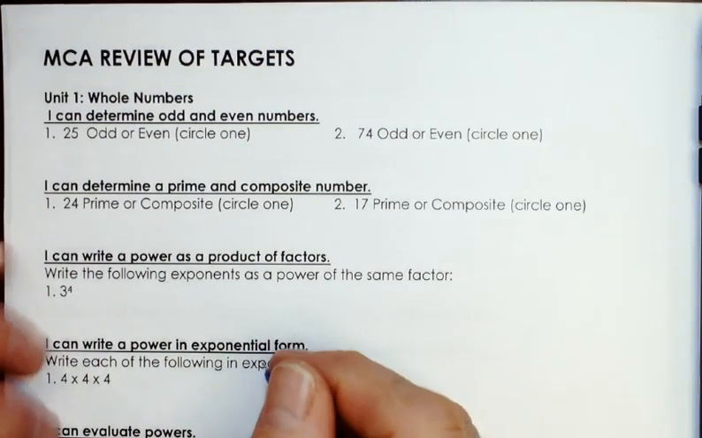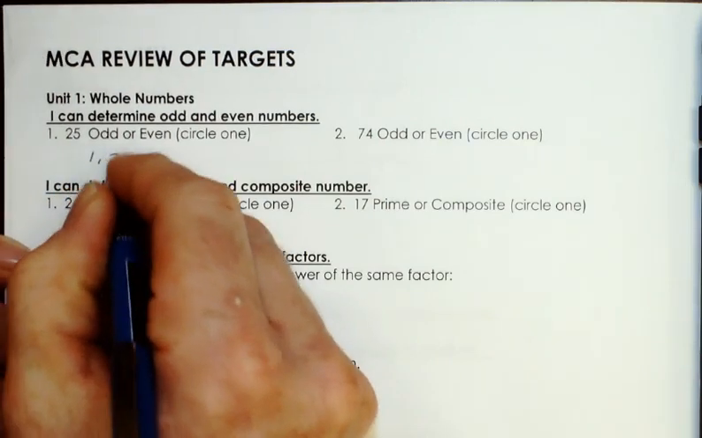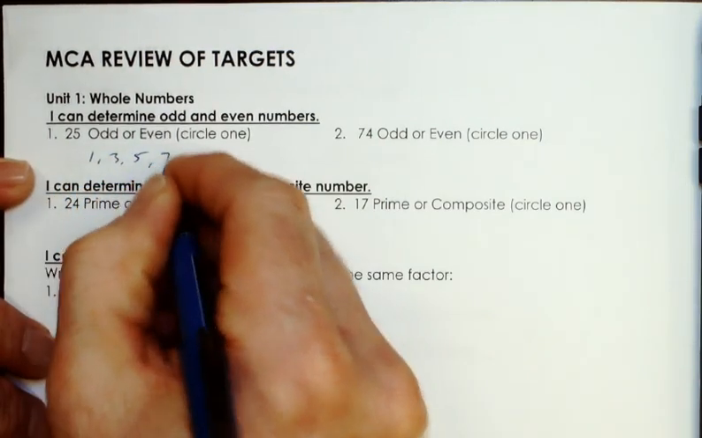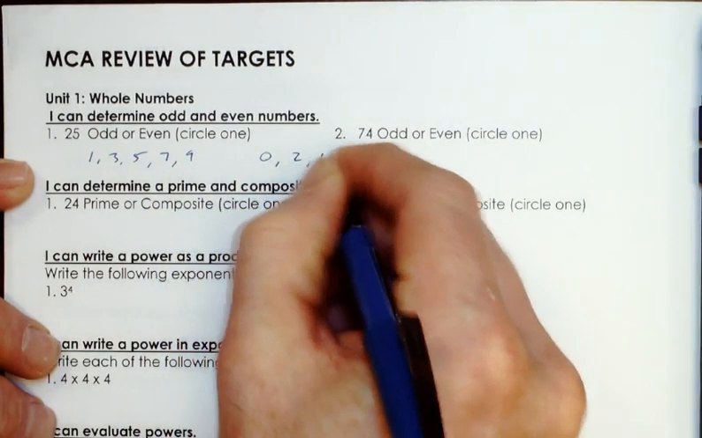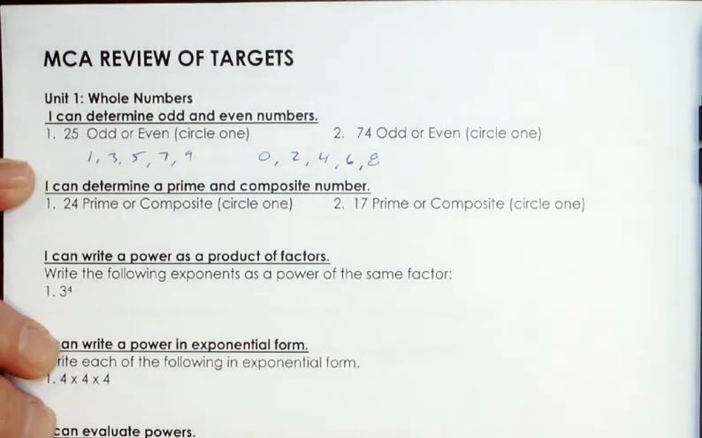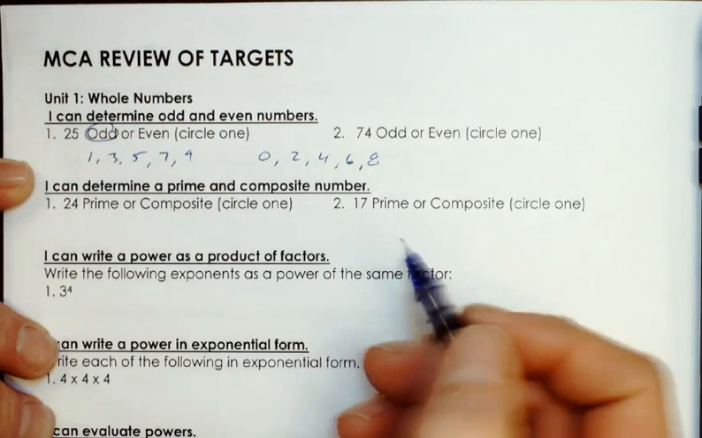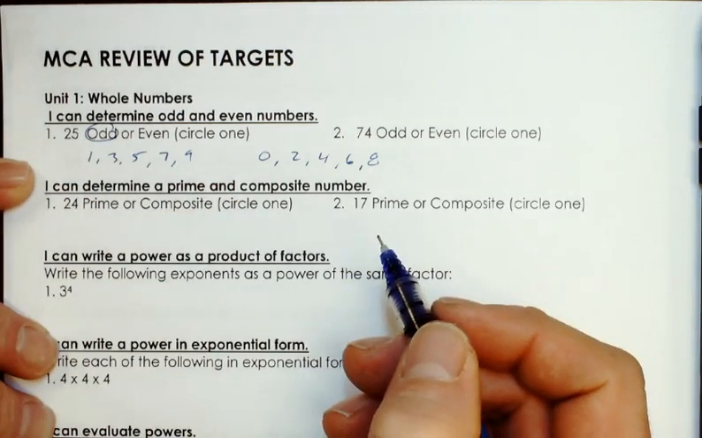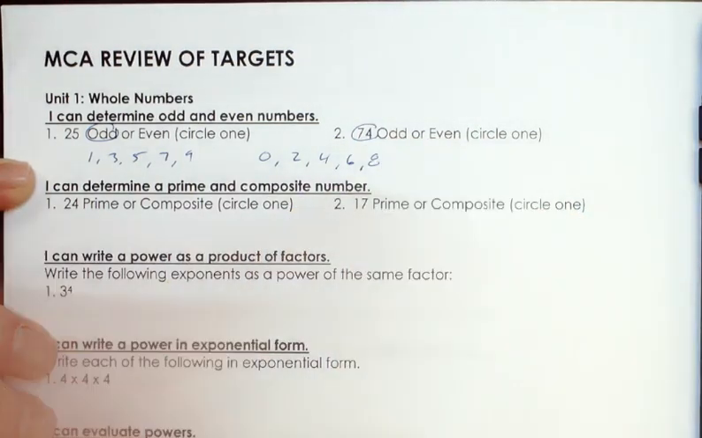I can determine odd and even numbers. Anything that ends in a 1, a 3, a 5, a 7, or a 9 is an odd number. If it ends in a 0, a 2, a 4, a 6, or an 8, it is an even number. So 25 is odd, just like a couple of my friends. 74 ends in a 4, so that's an even number.